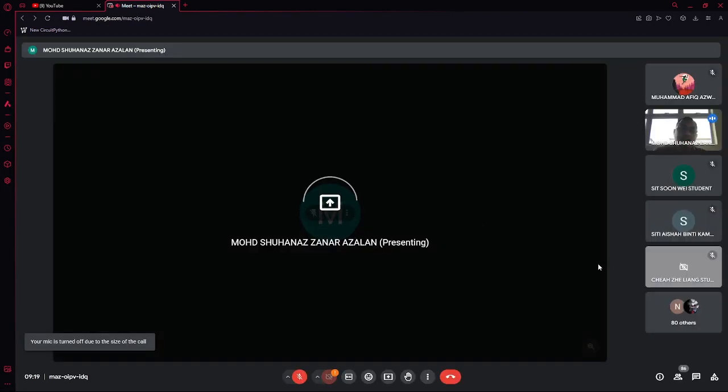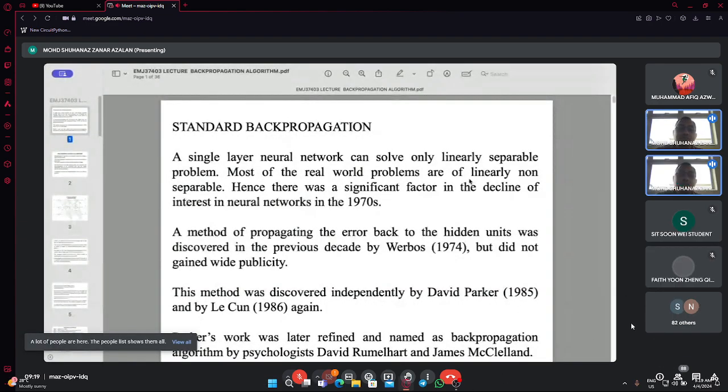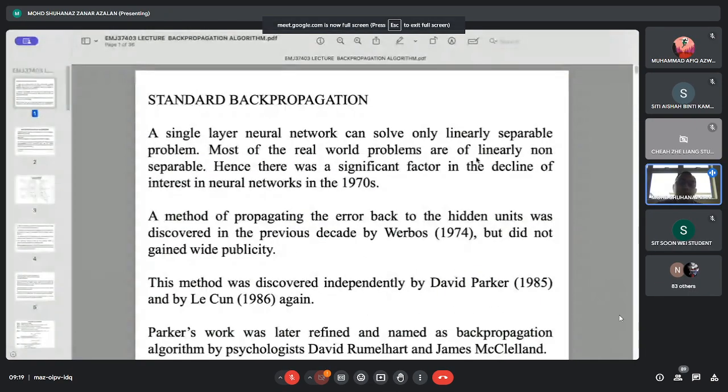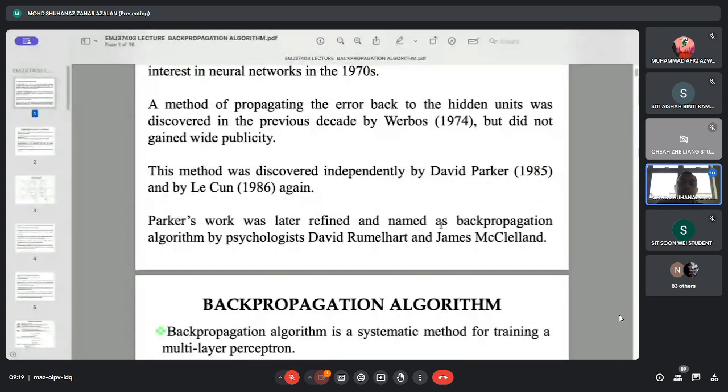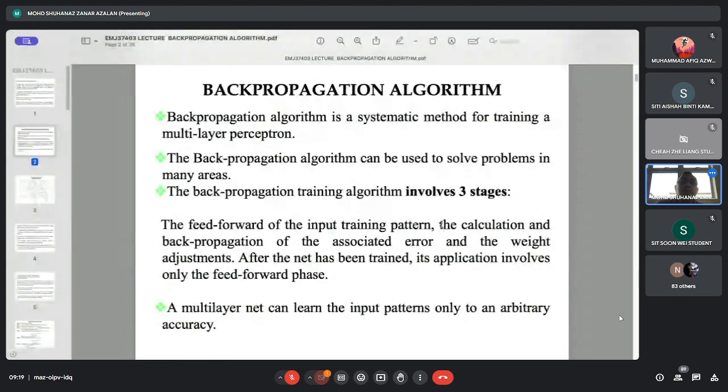Still alive until now. So he discovered the backpropagation algorithm on how the weightage is updated. He came up with a new equation for how the weightage is updated in this algorithm. Okay. So still the same. The backpropagation algorithm is the same as the other algorithm.